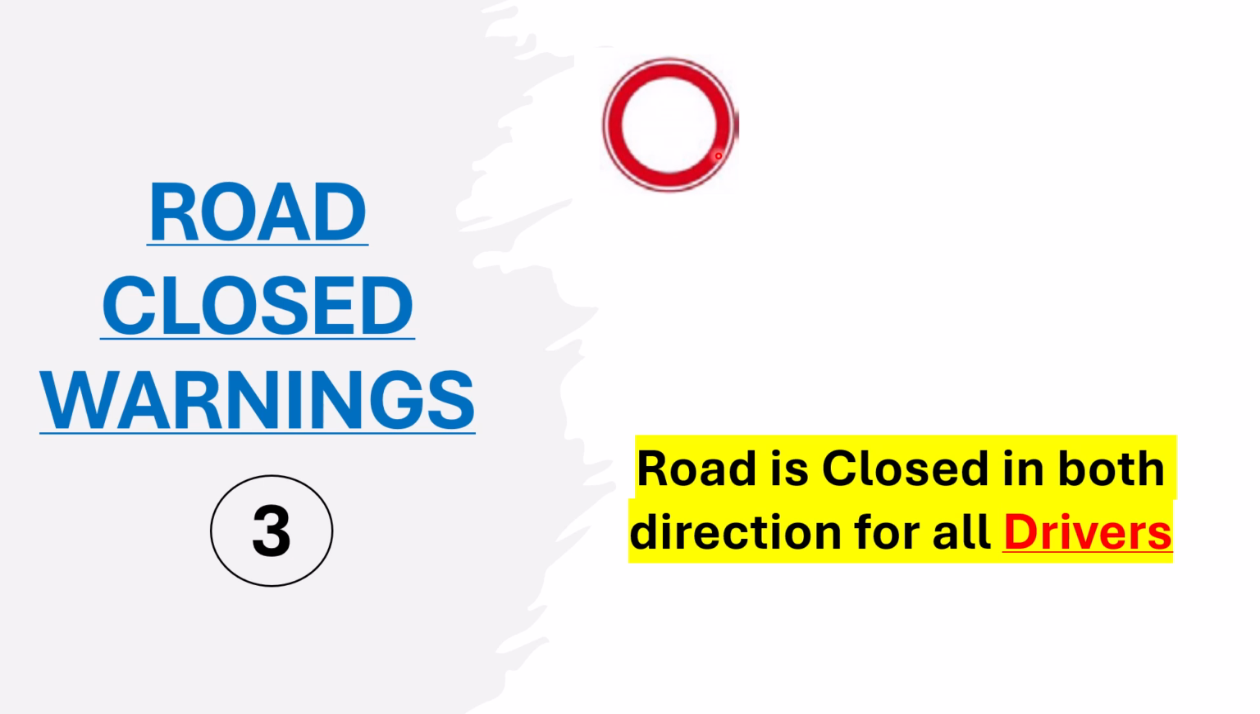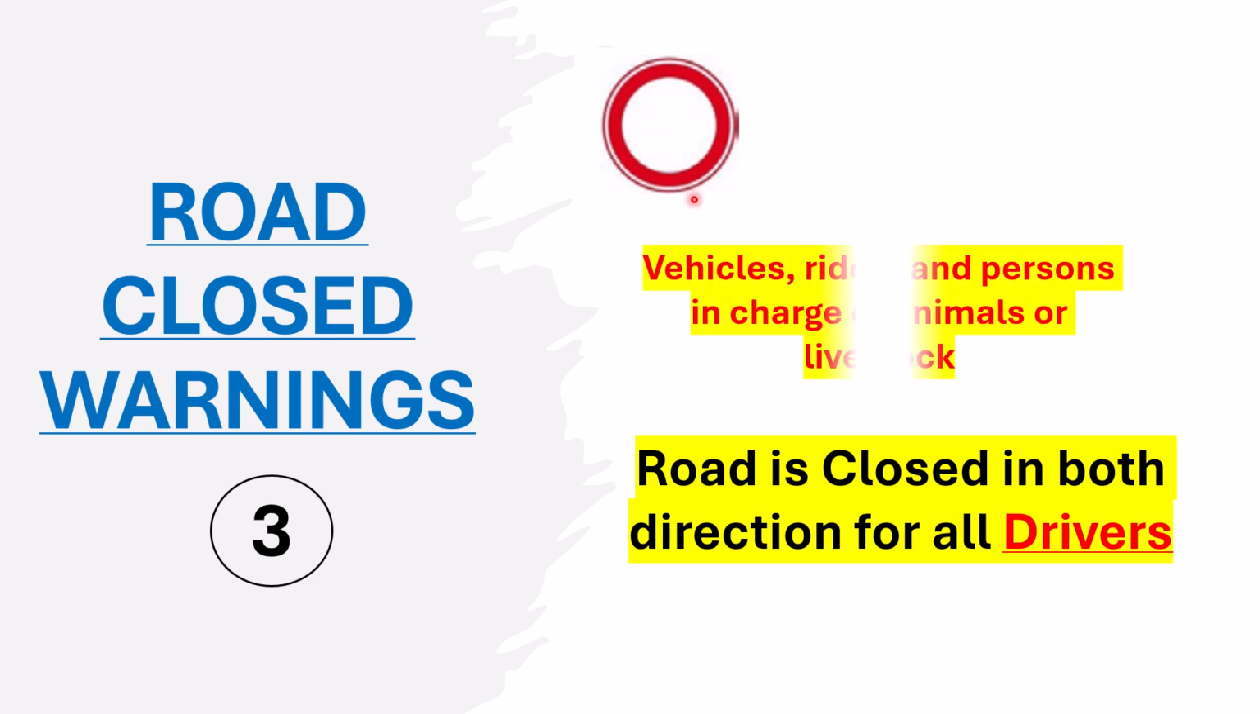So let's start from number 3 type of signboards, which are road closed warnings. Road closed warnings are represented by circular signs which are red in their circumference. This signboard means that this road is closed in both directions, the direction from which you are entering as well as from the other side of the road. From both ends, that road is closed.